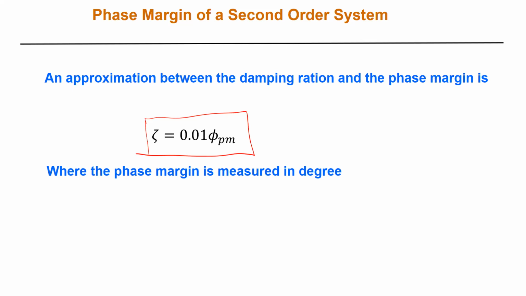So now you have a sense of, okay, if I increase the damping factor, what will happen to the overshoot in the system? If I increase the phase margin, the damping factor will increase, which means that the oscillation will be damped. Reduced. It will be reduced.